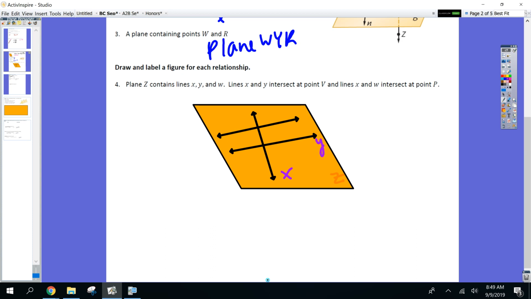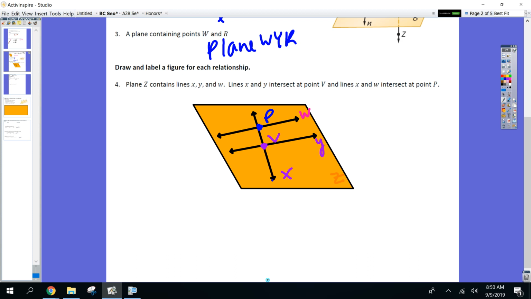But wherever your X and Y is, they should intersect at which point? V. So look at your line X and line Y. You should have them intersecting at a point, and you're calling that point V. And then there's the third line, which is line W that intersects X. And what point do they intersect at? Point P. So I have X, I have W. They have to intersect at point P. Again, doesn't have to match yours, but it's got to follow these conditions up here.